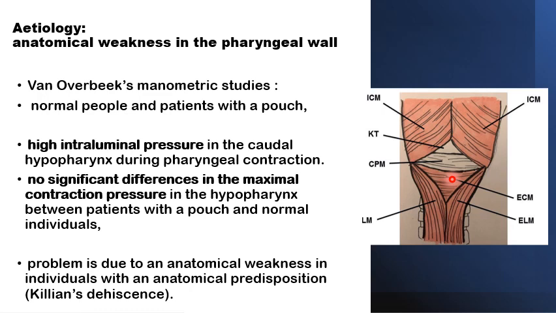There is no significant difference in the maximal contraction pressure in the hypopharynx between normal individuals and in patients with the pouches. And that supported the idea that it just forms because there is a weak area that can be much weaker in some individuals, and in that case a pulsion diverticulum is going to form in this area due to the high intraluminal pressure during swallowing.